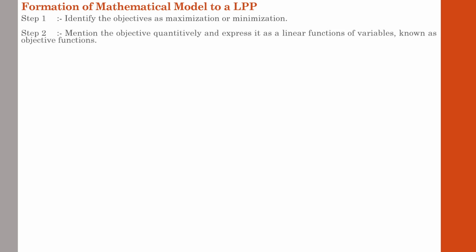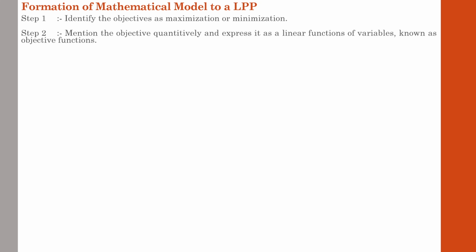Step 2, as a decision maker you need to mention the objective quantitatively and express it as a linear function of variables known as the objective function. We have mentioned the objective function previously. The same objective function has to be represented in the form of a linear equation consisting of numbers and variables like x1, x2, x3, like that.